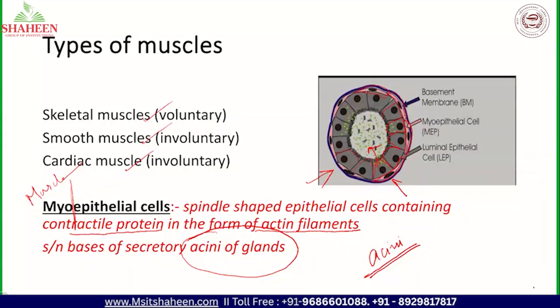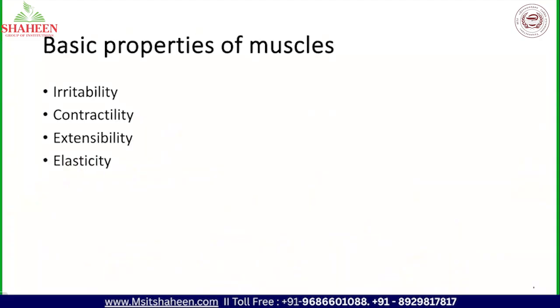So myoepithelial cells are spindle-shaped epithelial cells, but they function just like a muscle because they consist of some actin filaments. Once they undergo contraction, the secretions will be poured into the lumen. From where are the myoepithelial cells developed? They develop from the ectoderm.